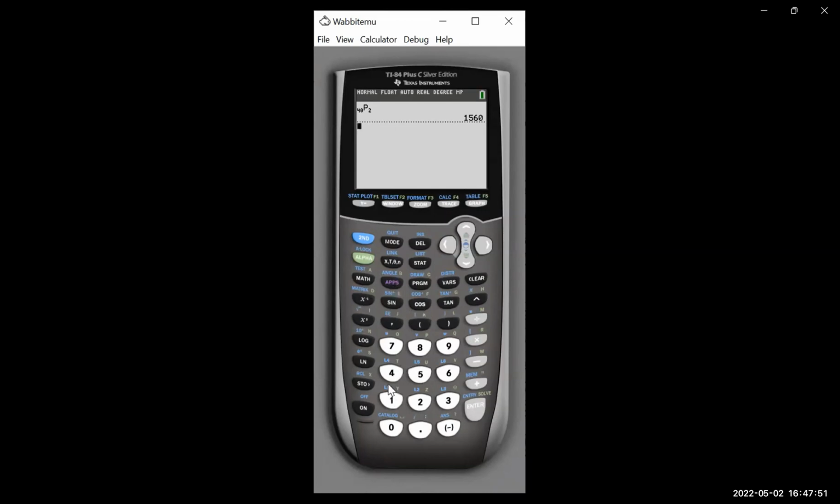Yeah, so first thing you do is you type in the first number, which in this case is 40. Then you hit the math button, and then you scroll to the right until you get to the PRB. Some calculators will say PRB, some say PROB. Mine says PROB for probability. And then you look for nPr. And then you hit 2 because you want to choose 2 people, and then enter.